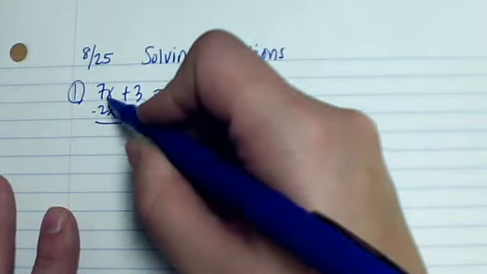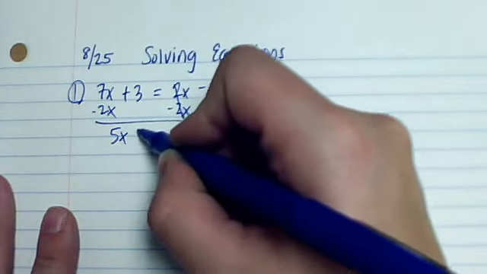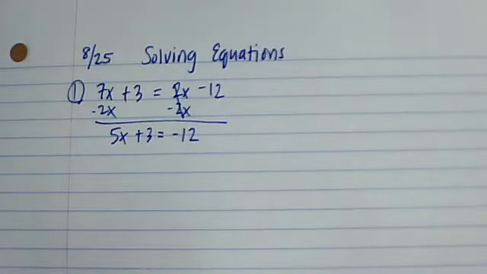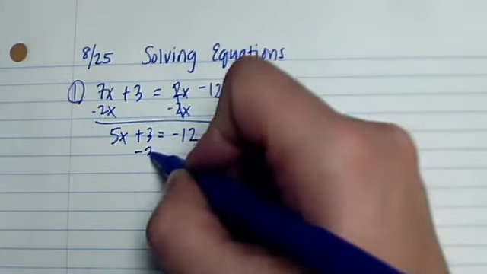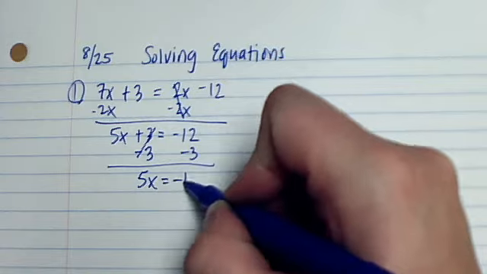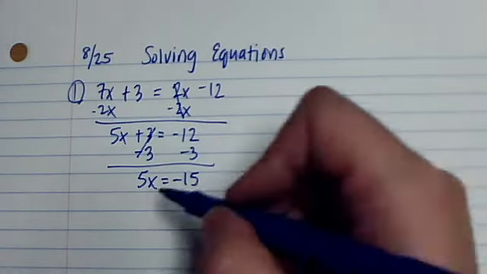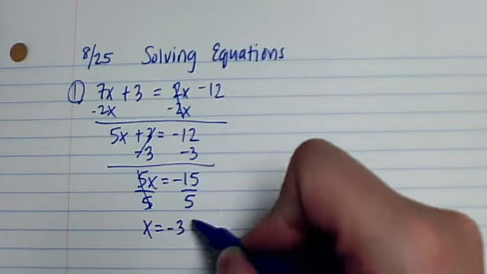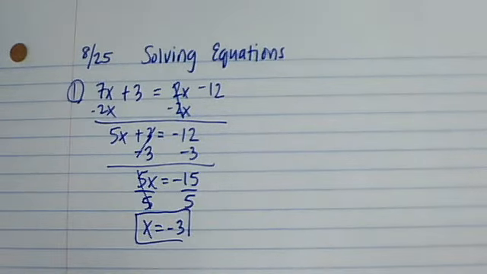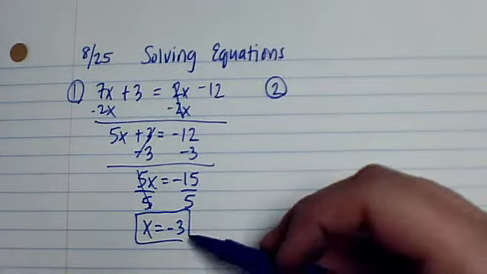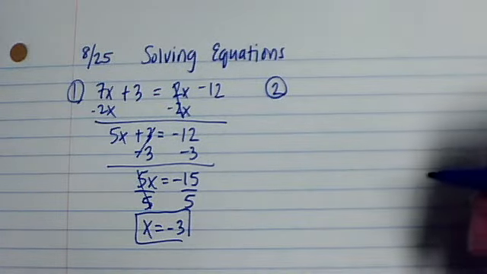With that, I get 7x minus 2x is 5x. And then I just write what was remaining, so 5x plus 3 equals negative 12. From there I need to subtract 3, so I get 5x equals negative 15. Your last step is to divide by 5, so x equals negative 3. And there's your answer. You could always go back and check by plugging negative 3 back in and seeing if it worked out.